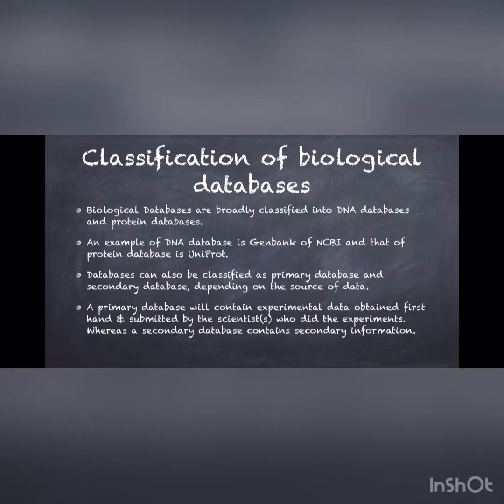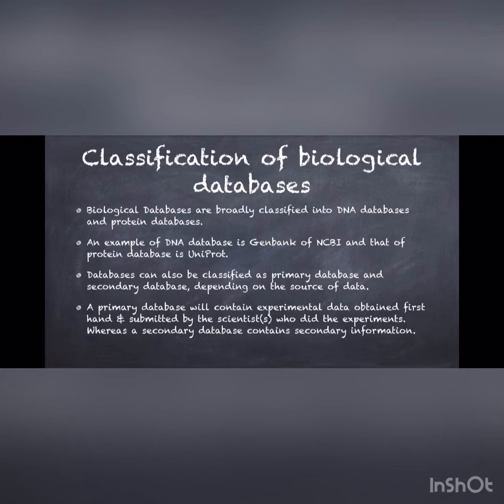Now we have a host of different biological databases, and we can broadly classify them into DNA databases and protein databases. An example of a DNA database is GenBank of NCBI, which, as the name suggests, will contain nucleotide sequences, that is, DNA sequences. And that of a protein database is UniProt. So UniProt will contain protein information, including amino acids, sequences, structures, etc.